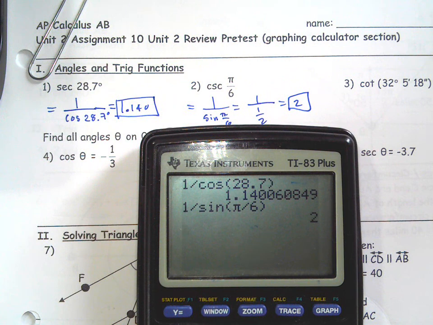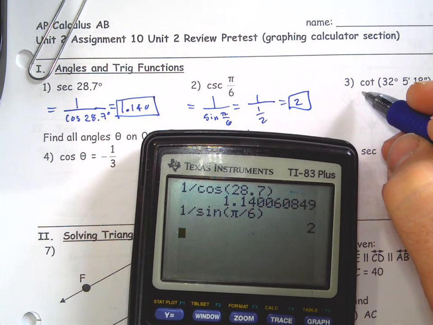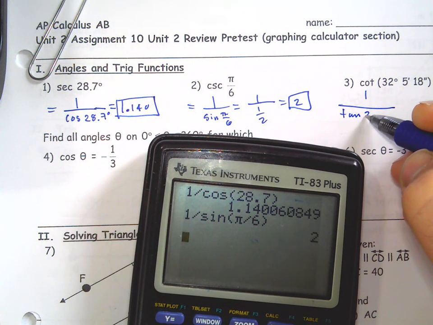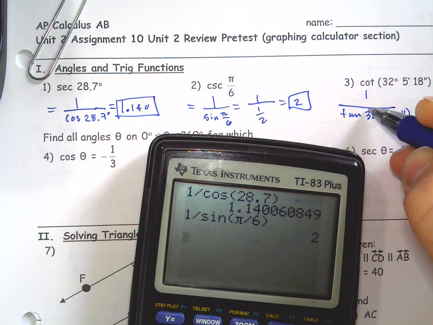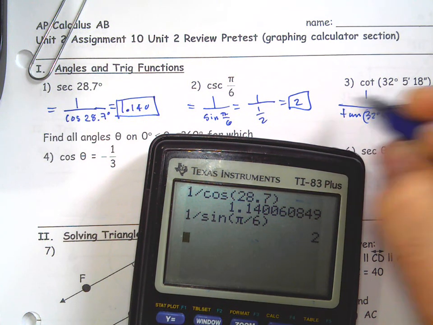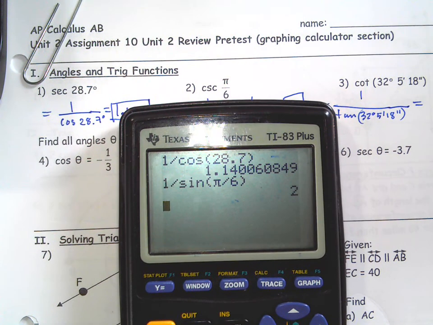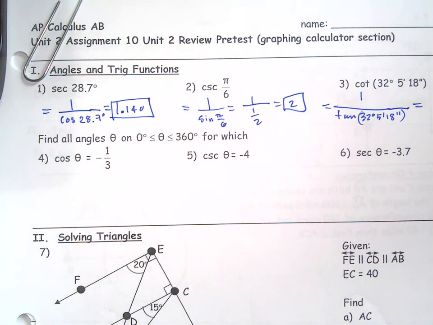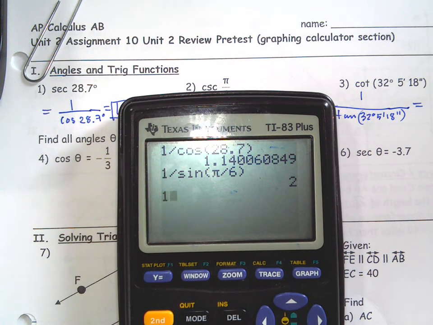Next one, let's go back to degree mode. And cotangent is going to be 1 over tangent. Now, if I were doing it without a calculator, I would change it to sine and cosine. But I have a calculator, and I think it's definitely worth it to use your calculator here because of the minutes and seconds. Your calculator has the ability to do that. So let's see, 1 divided by tangent of 32.